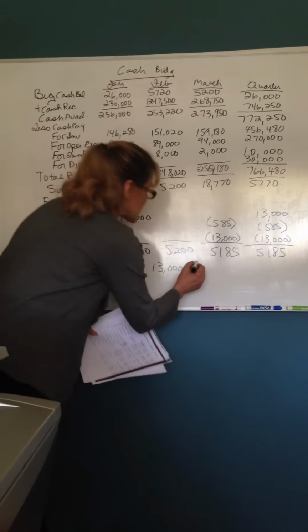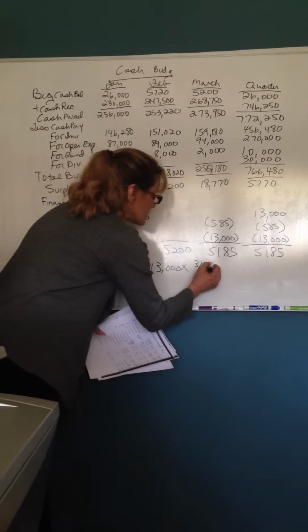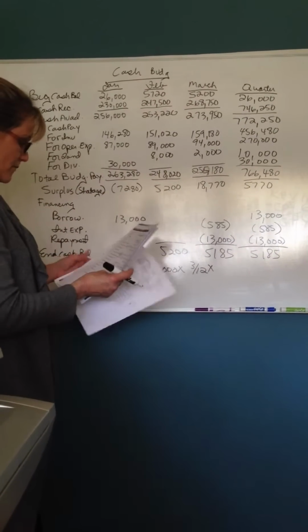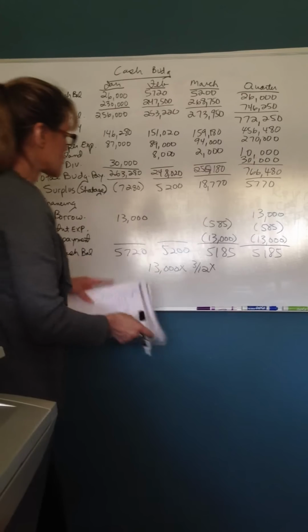So it's going to be the $13,000, and we're going to have 3 divided by 12. And then the interest rate is 18%.